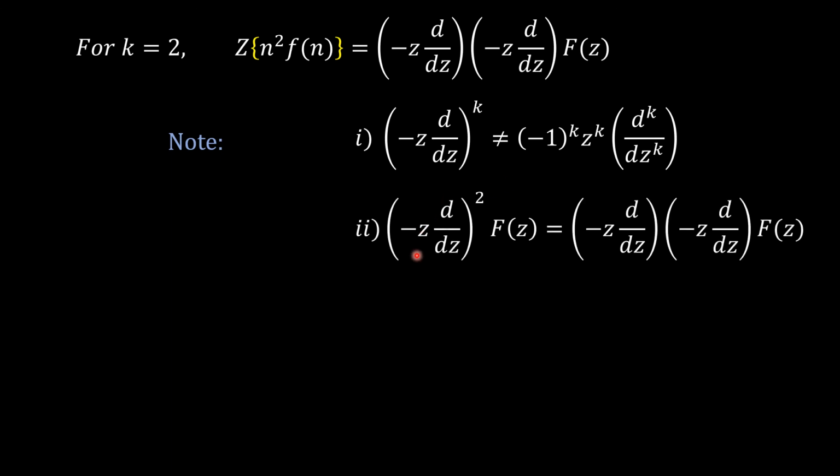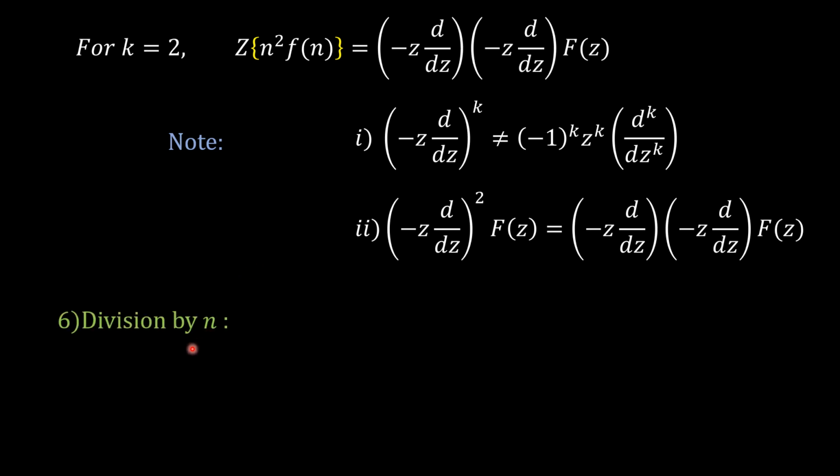Means what we are supposed to do, for example, minus z into d by dz, bracket square, of F of z will be evaluated like this. Operate the operator one by one, the number of times the power is. Therefore, minus z into d by dz of minus z into d by dz of F of z. So operate this operator first on F of z, multiply the result by minus z, then evaluate the derivative of the result with respect to z again, and multiply the result by minus z. So that is the property multiplication by n, that is n raised to k.